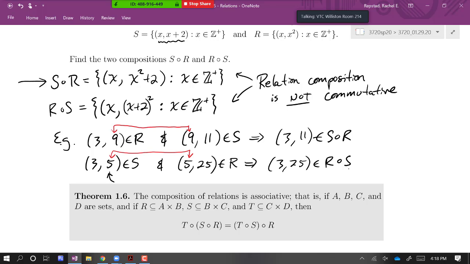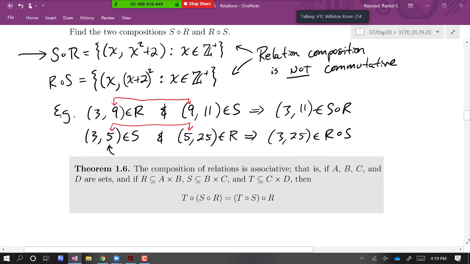The last thing I'll say about compositions, for now at least, is that it is associative. If you happen to have 3 relations, which will require you to have 4 sets so that the relations are compatible, like one relation goes from A to B, the other has to pick up from B to C, and so on, then the composition is associative. So it doesn't matter how you group them. The order does matter, the order in which the relations appear. T, S, R, I'm not changing that up, but how you group them doesn't matter.